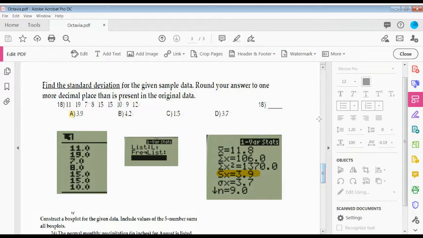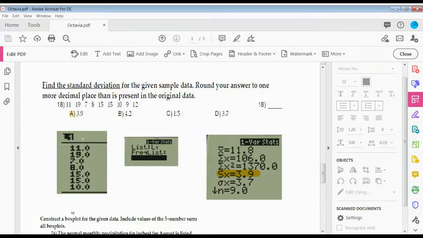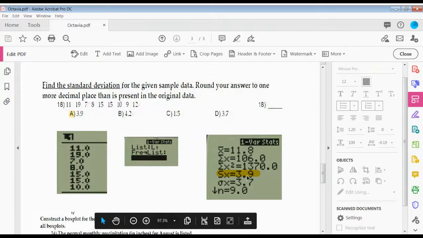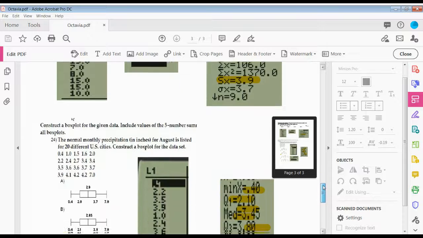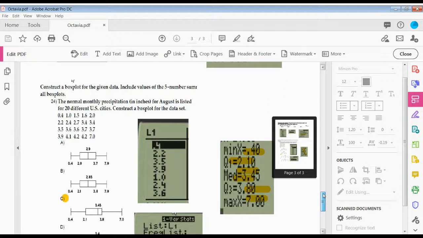This is when I'm looking for the standard deviation. Easy enough. You got 2, 4, 6, 8, 9 numbers. I put them in a list. I go to stat, calculate one variable stat. I tell the calculator my values are in list 1, which they are. I hit calculate, and simple enough, there's my standard deviation, 3.9. Letter A, 3.9. All right, for the box plot.